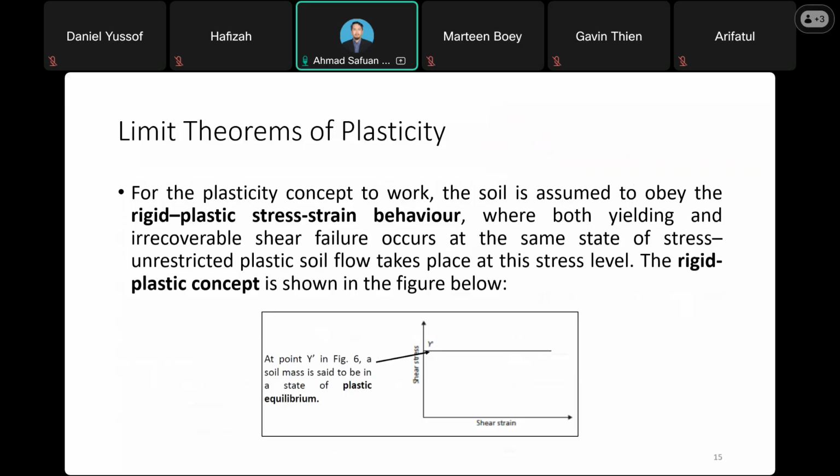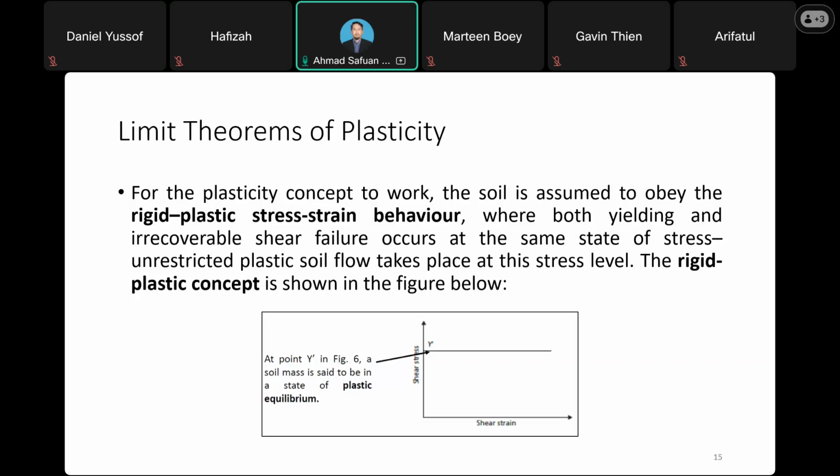Although there are limitations, it is not similar to what we call the stress strain behavior of the actual soil. Because in actual soil, there should be an elastic deformation and then it continues with the plastic deformation. But yes, we assume that the yielding and irrecoverable shear failure occur at the same state. So it means stress and unrestricted plastic soil flow have the same stress level.